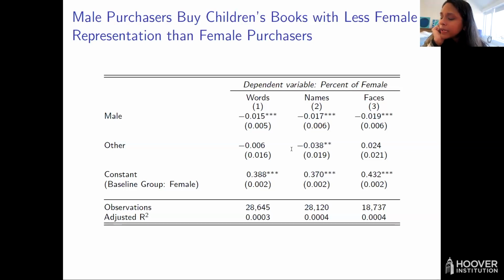Emily, do you want to hop in here? Yeah, so our dependent variable is between 0 and 1, not 0 and 100. So here, the way that we would interpret this is men buy books with about 1.5% fewer female words on average, and the baseline is 38% of books have. Yes, that's okay. So exactly, that to me is a small effect.